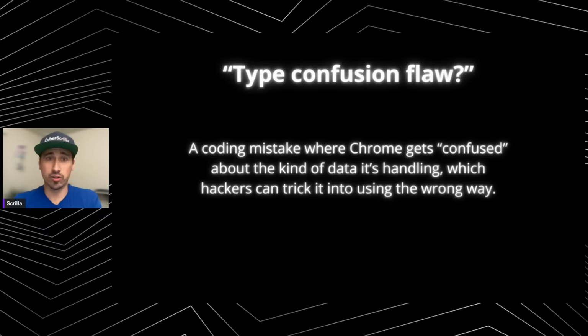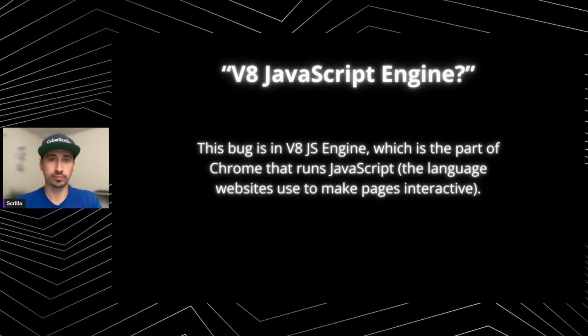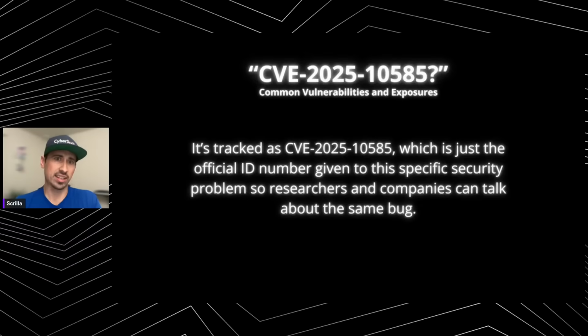So what is a type confusion flaw? This is a coding mistake where Chrome gets confused about the kind of data it's handling, which hackers can trick into using the wrong way, which is exactly what they've done with this vulnerability. And what is the V8 JavaScript engine? It's part of Chrome that runs JavaScript, so it's the language that websites use to make pages interactive. Now, this is a very brief overview, and I've simplified it in a way that I could easily understand it. And then the CVE-2025-10585. CVE stands for Common Vulnerabilities and Exposures, and it's really just an identifier that was given to this specific vulnerability.